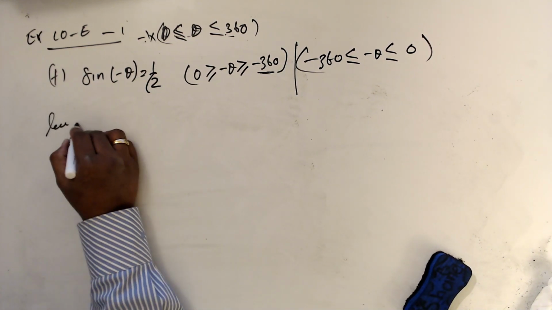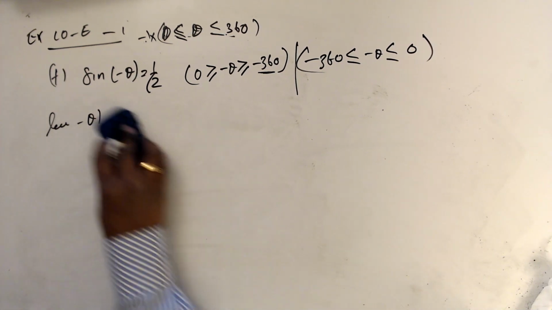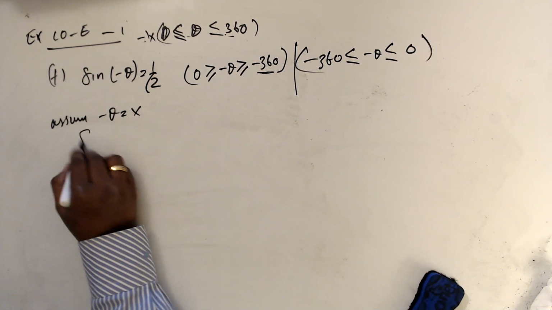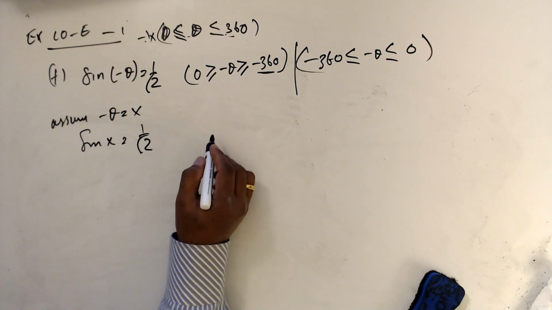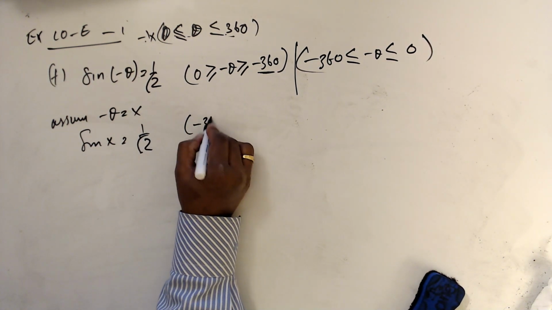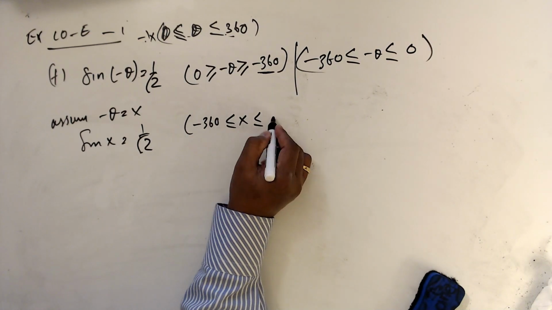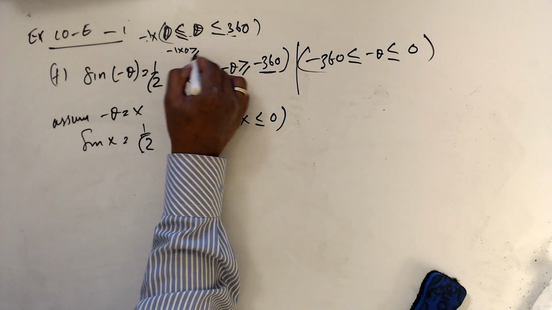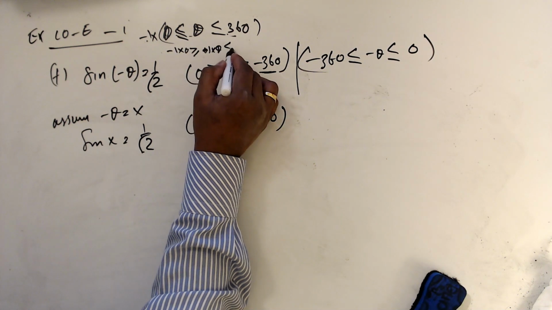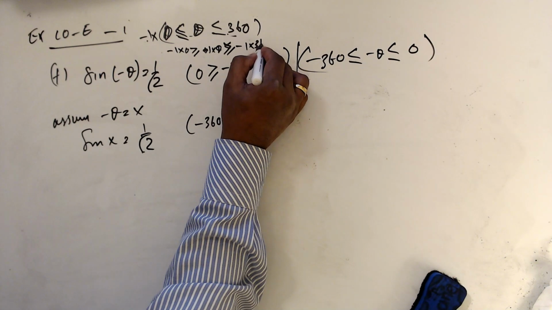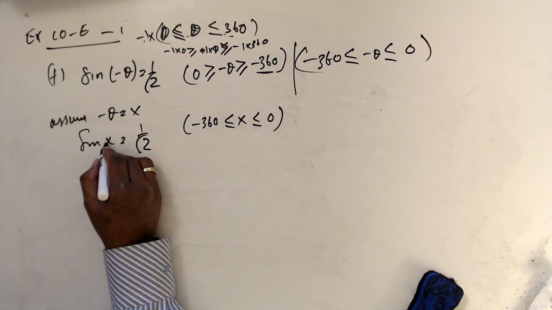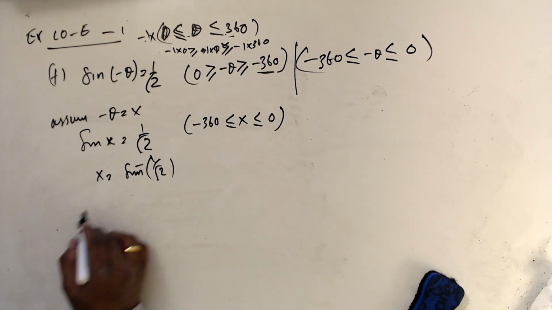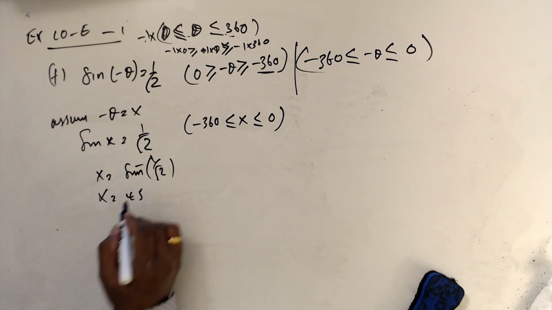Now let minus theta, assume minus theta equals x. Then sine x equals 1 over square root 2 and the range is minus 360 to 0. This is minus 1 times 0, minus 1 times theta, minus 1 times 360. Now x equals sine inverse 1 over square root 2. So this is x equals 45.